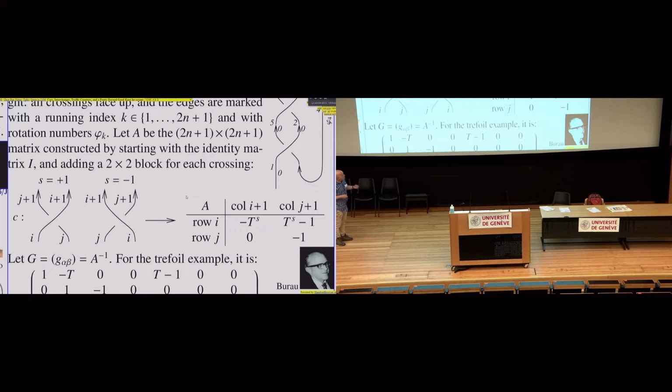And when you see a crossing like that, you add to A, in rows I and J and columns I plus 1 and J plus 1, the following 2 by 2 blocks: negative t to the s, minus 1, and 0, where s again is the sign of the crossing. And then you form G. So then you set G to be the inverse of the matrix A.